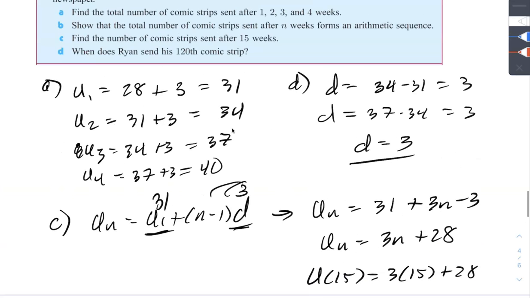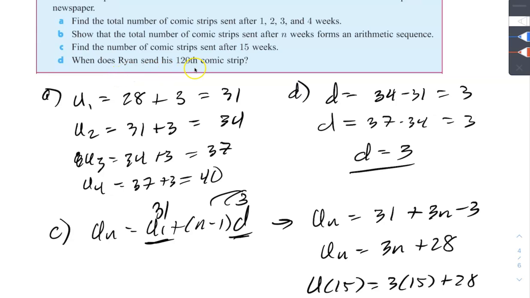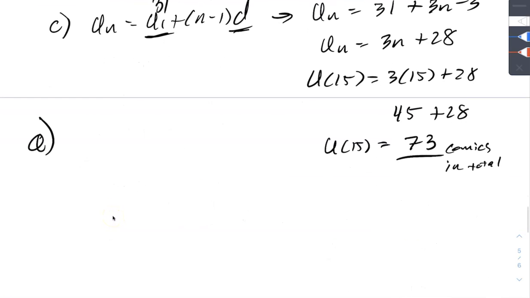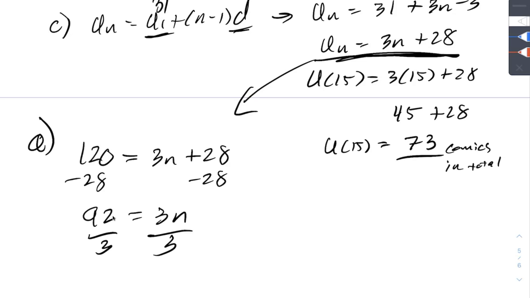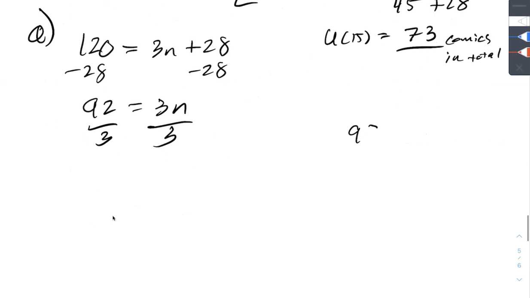When does Ryan send his 120th comic strip? Again, we're going to substitute in 120 for our un, for our total amount. Let's go to the general formula right here. We're going to substitute 120 in for un and solve for n. So subtract off 28. You get 92 equals 3n. Divide by 3. It's not going to work out nicely. I'm going to do this by hand this time. So 3 goes into 9 three times, 0, bring down the 2. So 30 and 2/3.